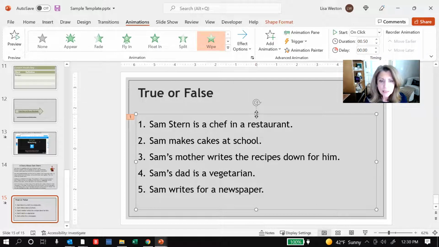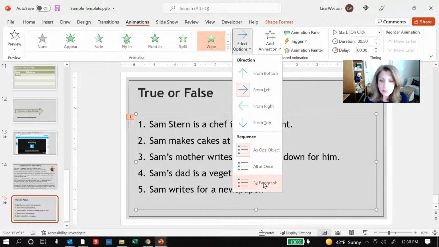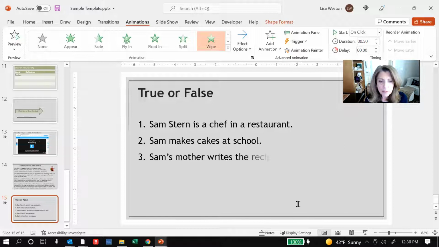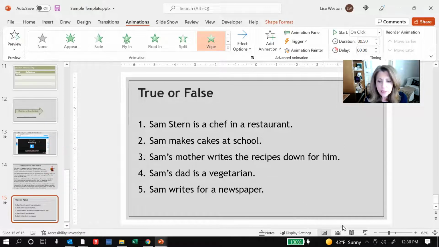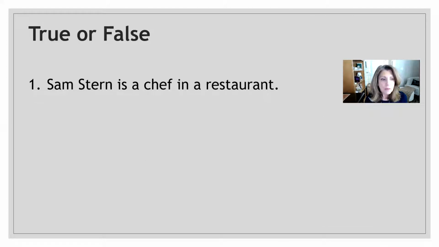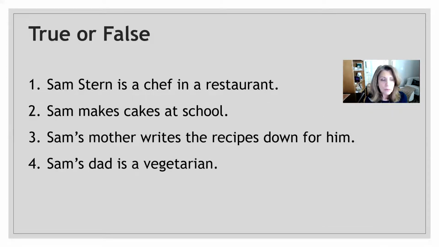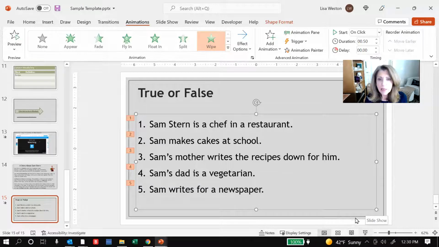So selecting that same object and coming back to effect options, you'll notice there's an option down here called by paragraph. Now, if I click on by paragraph, that will automatically animate each one of the bullets independent of the rest. So it's item 1, 2, 3, and I'm using my down arrow to navigate. Press escape to come back.